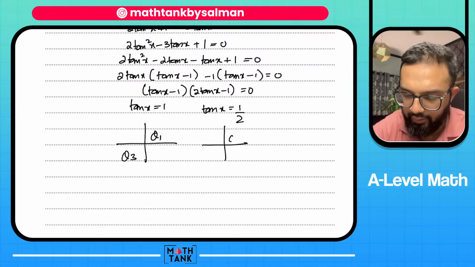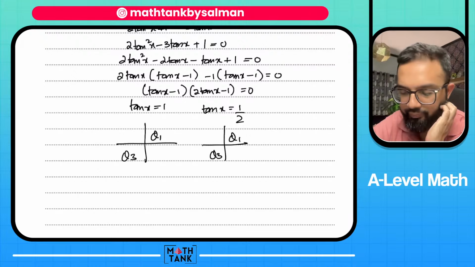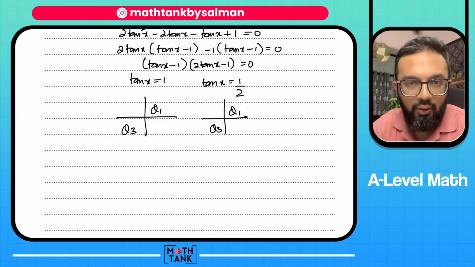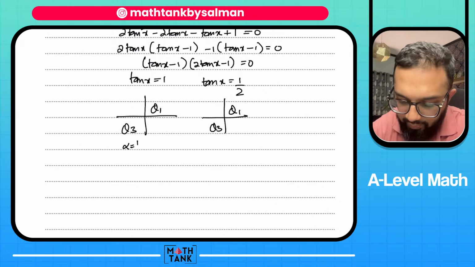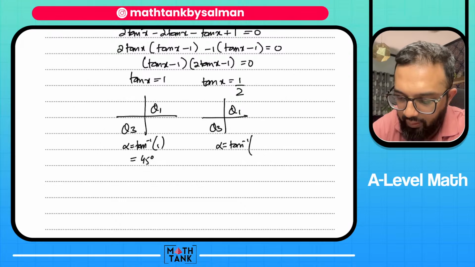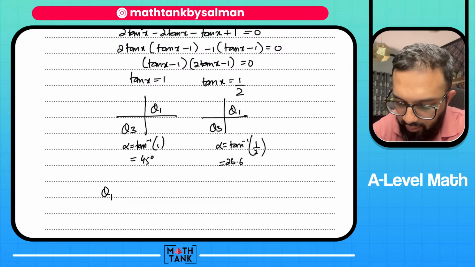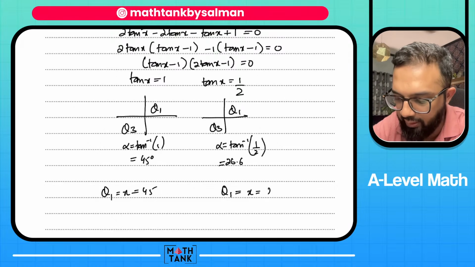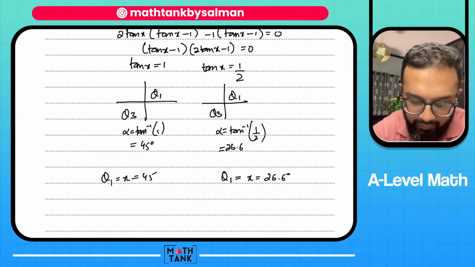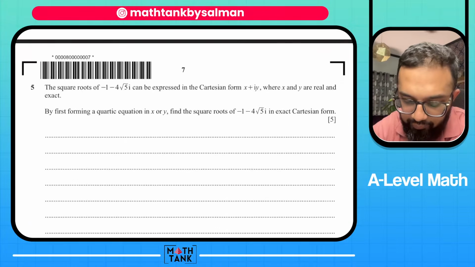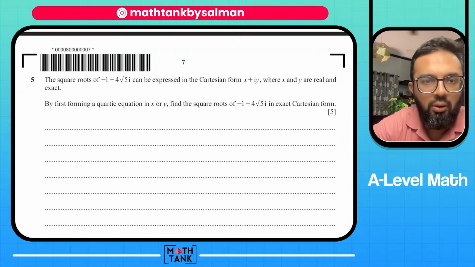Why? Because it's from 0 to 180. The two basic angles involved: that's 45 degrees, and tan inverse of half is 26.6. So in quadrant 1, the answer should be 45. I can ignore quadrant 3. Quadrant 1, again, the answer should be 26.6 degrees.